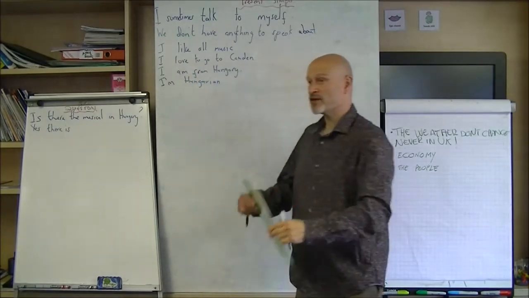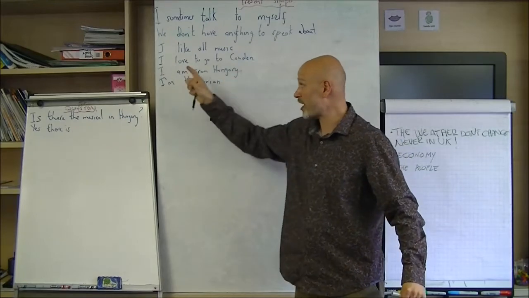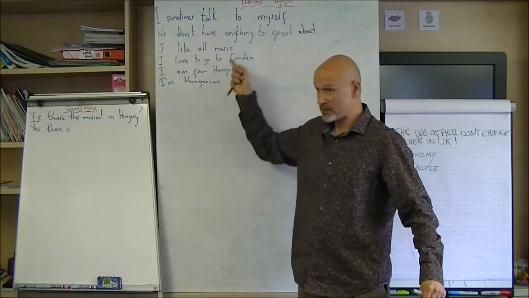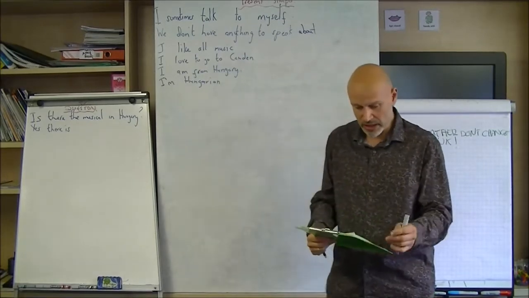So remember, you cannot say I hungry, you can say I am from Hungary. You cannot say I hungry, you can say I'm Hungarian. You can say both, any one of these, where you're from or your nationality. Either one is good.